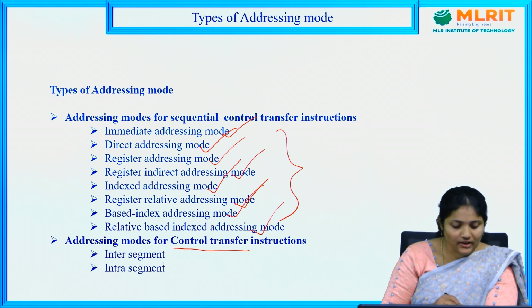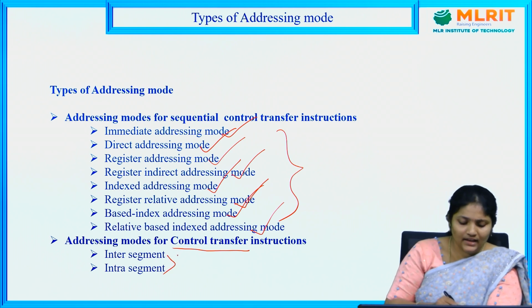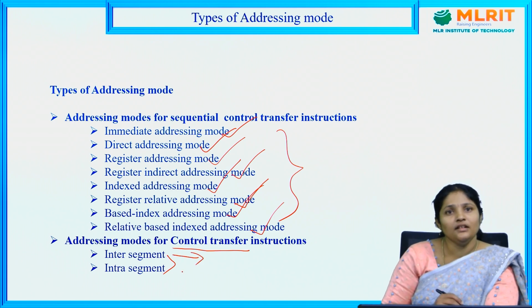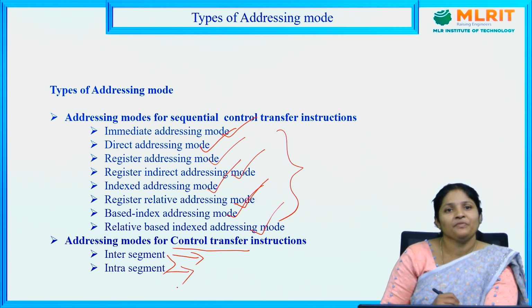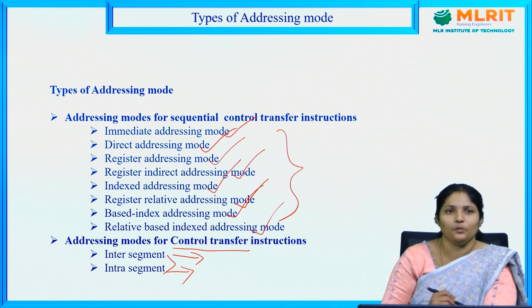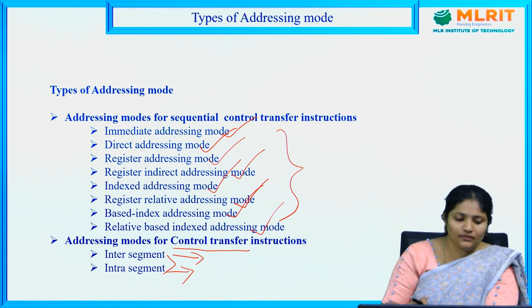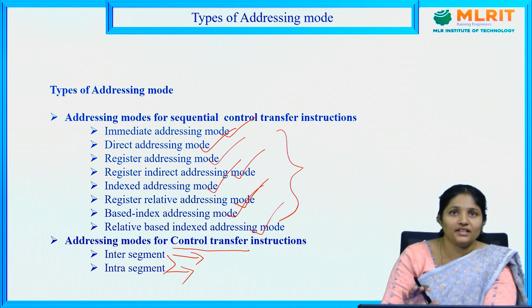are divided into two: inter-segment and intra-segment. In inter-segment we have inter-segment direct addressing mode and inter-segment indirect addressing mode, and in intra-segment we have intra-segment direct addressing mode and intra-segment indirect addressing mode. In this video I will explain only the sequential control flow addressing modes.